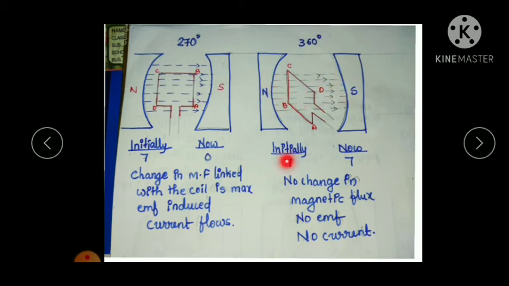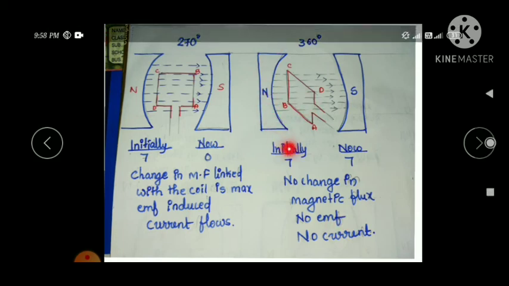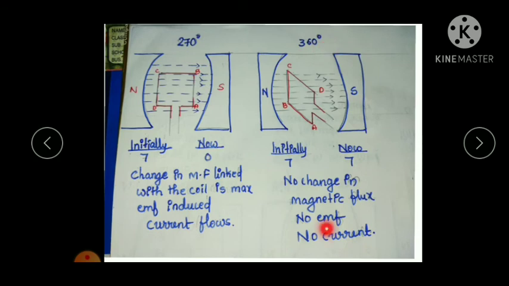So initially 7 magnetic field lines were passing through this coil. Now also all the 7 magnetic field lines are passing. So there is no change in the magnetic flux linked with this coil. So we can say there is no EMF. Hence there is no current induced in this coil. So at the stage when the armature is rotated to 360 degree, there is no current.